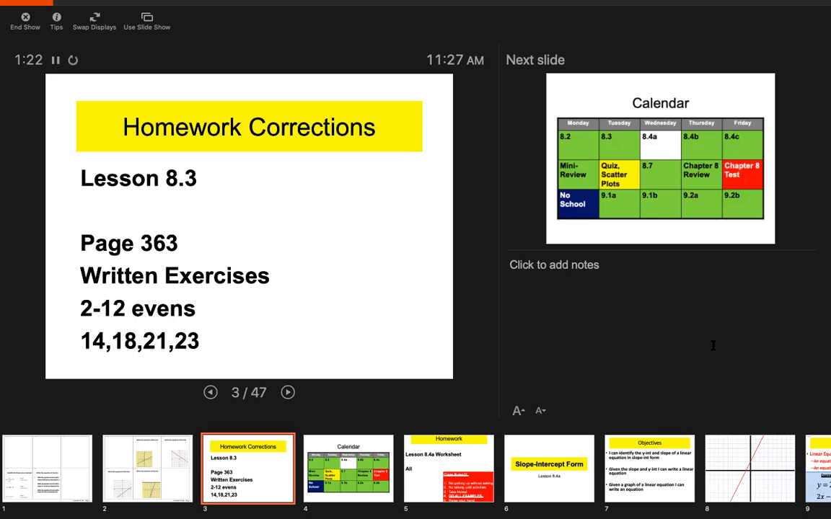So if we look at 21, it says y equals 3. Therefore, the slope is, no, it's 0. What was the other one? That was 21. X equals 2. Oh yeah, the other one's x equals, so undefined.